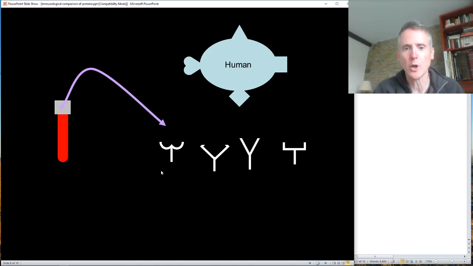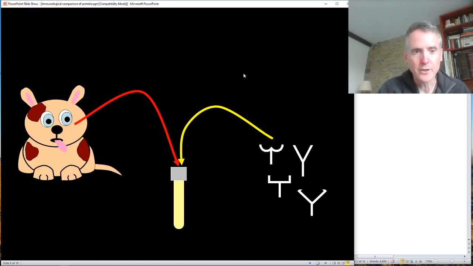So these now are called anti-human albumin antibodies. So they will bind to the antigens on human albumin. Bit of a mouthful. Okay, so I've made the antibodies against human protein, to say it faster. So now I can do the test.